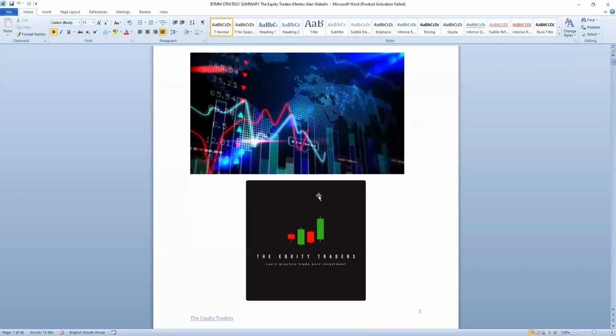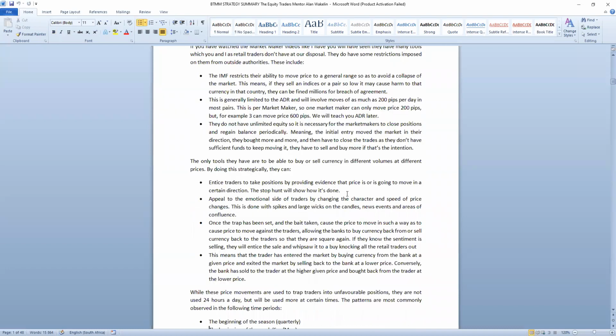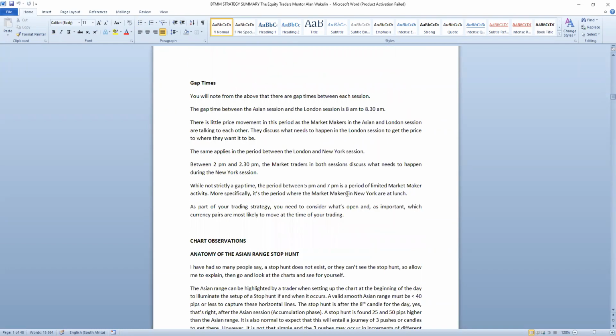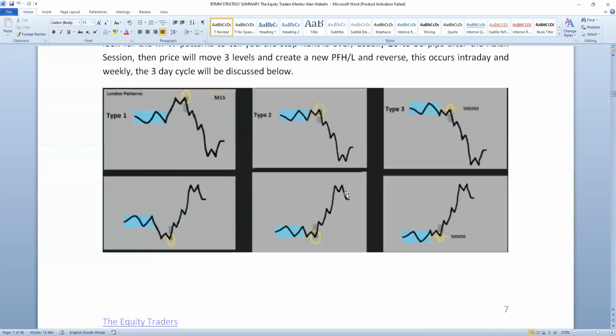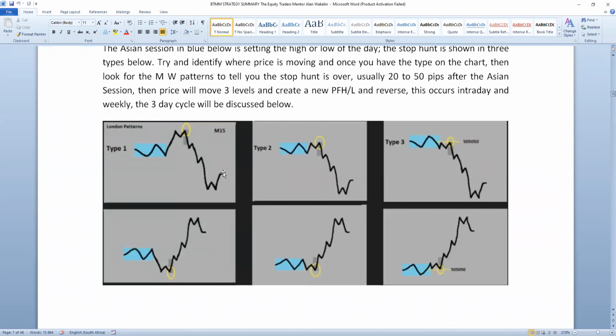Right, so this is my book, The Trader's Bible. I don't know if you guys are going to be able to see this clearly. Remember, here's the London pattern. Type 1, type 2, type 3. Can you see it? Yeah.